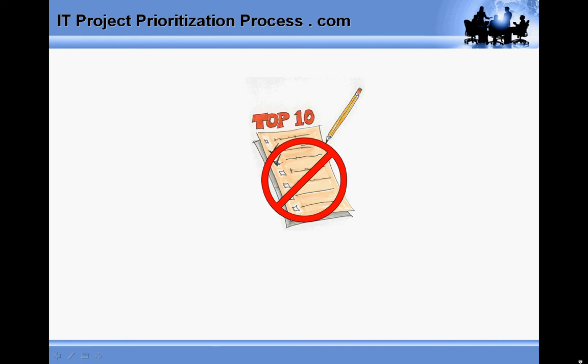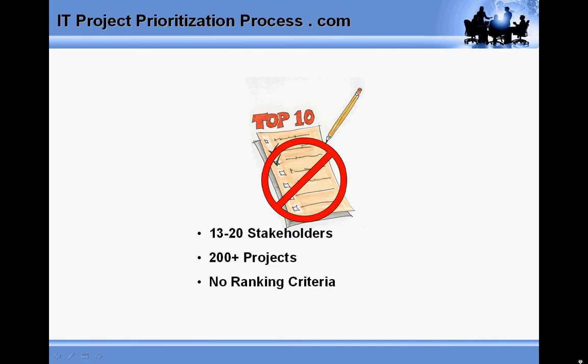Then it all changed one day when I was given the assignment to prioritize a large list of IT projects. Now, for this assignment, I had to work with 13 to 20 stakeholders. That number varied on a daily basis. There were approximately 200 or more projects on the list. That number also varied from day to day. There was absolutely no ranking criteria. There were no estimates of any kind, and there were no strategies to link back to.